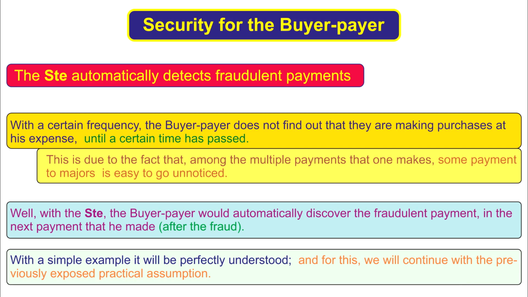This is due to the fact that, among the multiple payments that one makes, some payments to majors can easily go unnoticed. Well, with the STE, the buyer-payer would automatically discover the fraudulent payment in the next payment that he made after the fraud. With a simple example it will be perfectly understood, and for this, we will continue with the previously exposed practical assumption.